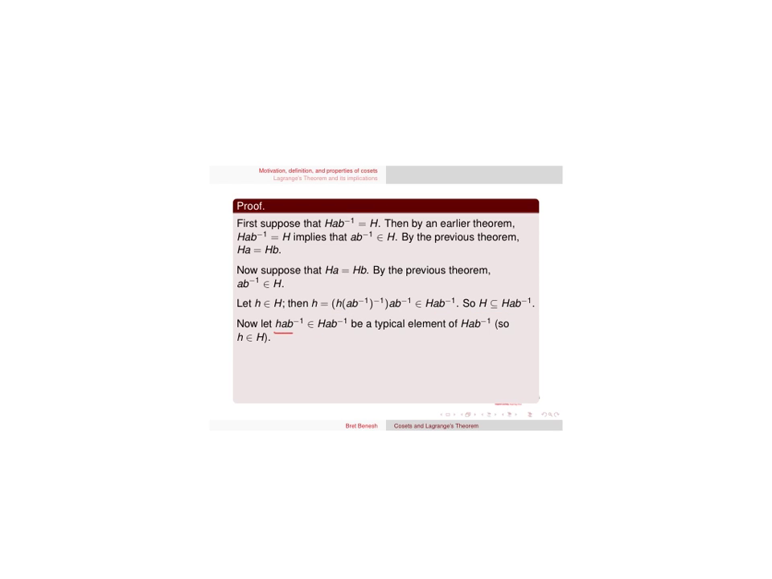A typical element looks like this for some h belonging to H, and now I'm going to show that that is in H. And that belongs to H, because I know that AB inverse is in H, so I can use closure. Therefore I get the other containment, so we conclude that we get equality. Thanks.